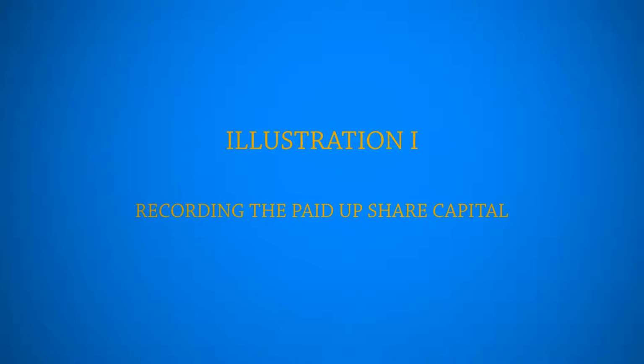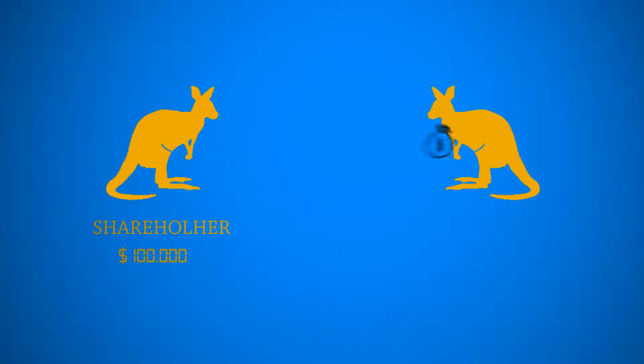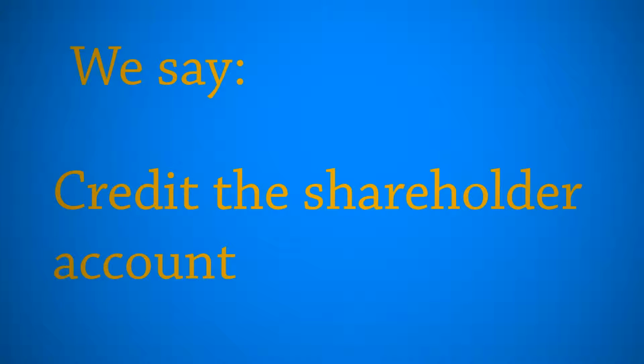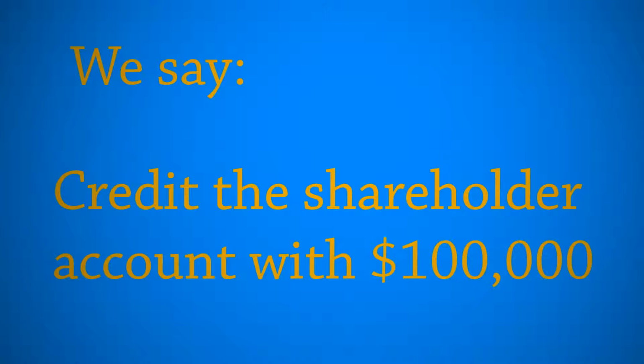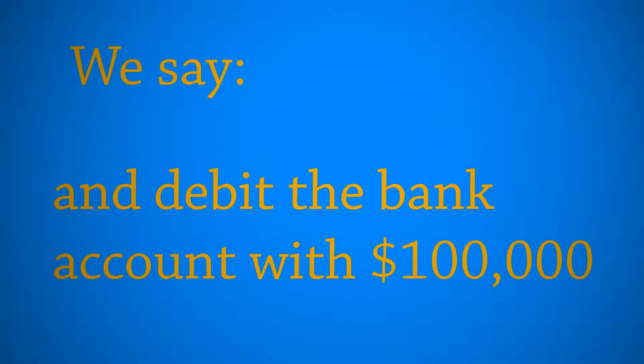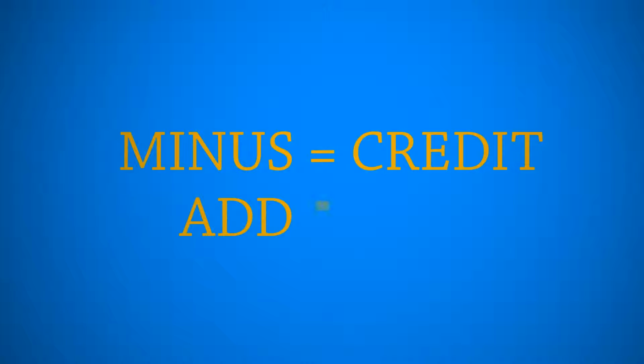Illustration 1. Recording the paid-up share capital. We have a kangaroo named Shareholder who put $100,000 into the pouch of another kangaroo named Bank Account. Hence, we minus $100,000 from the pouch of the shareholder kangaroo and add $100,000 into the pouch of the bank kangaroo. In accounting jargon, we say, credit the shareholder account with $100,000 and debit the bank account with $100,000. Minus equals credit, add equals debit.